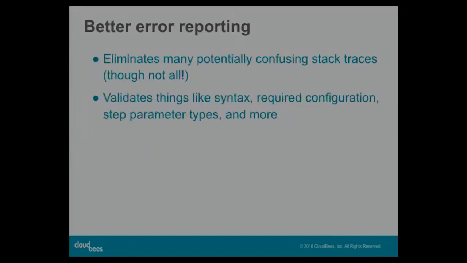And through this, we're able to eliminate many of the potentially confusing stack traces that Pipeline can give you when things go wrong. Not all of them. There are still some that can sneak through. But I think a lot of the most commonly encountered and mystifying stack traces now instead will give you a clear error message about what's wrong in your definition of your pipeline, rather than, again, waiting until the end of the build and saying, oh yeah, something went wrong. And yeah, we validate syntax, we make sure we've got required configuration, we make sure step parameter types match up, and more.